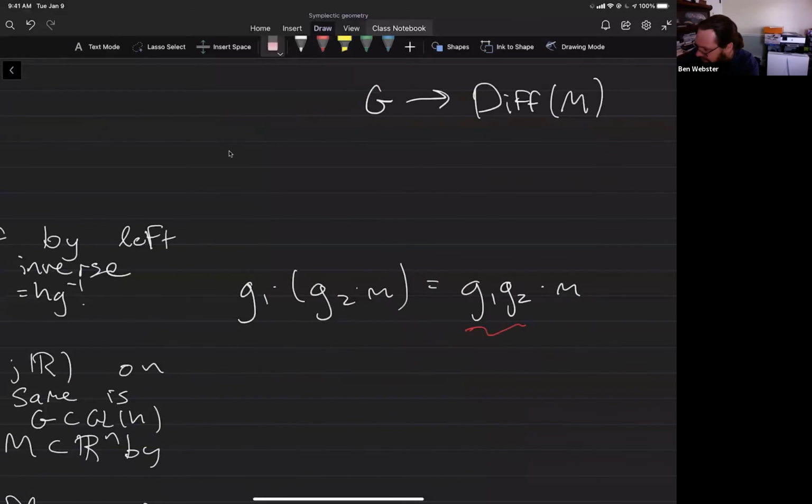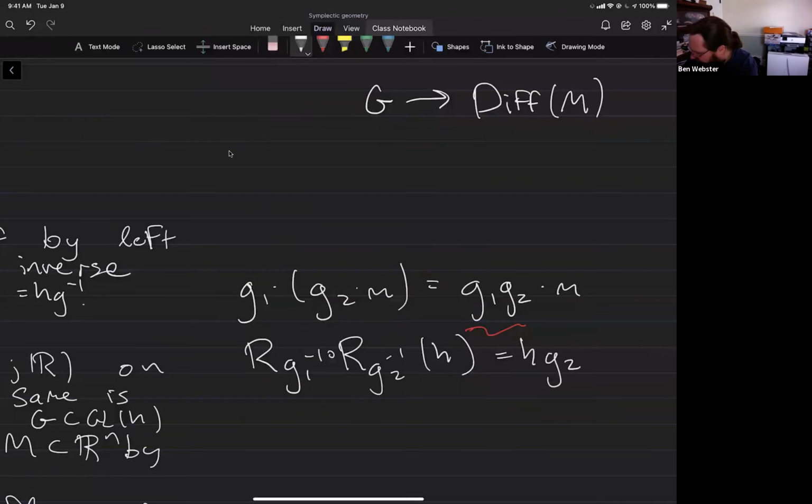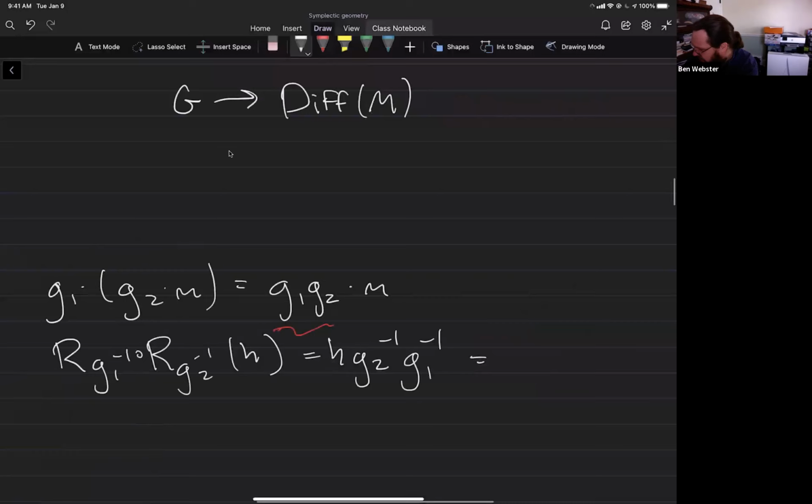So indeed, if I take R_{g1 inverse} composed with R_{g2 inverse} applied to some h, I do right translation by g2 inverse first, then I do right translation by g1 inverse, and that's equal to h times g1 g2 inverse. And you just have to do these sorts of calculations a few times to get straight in your head how left and right actions work.